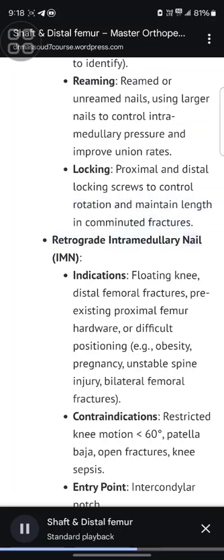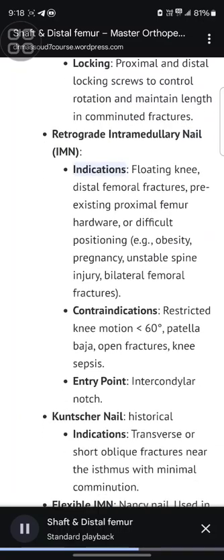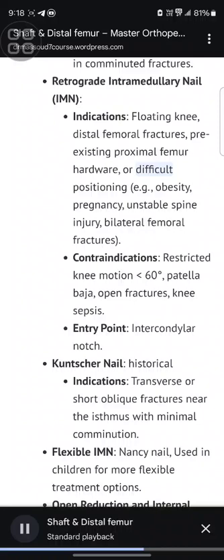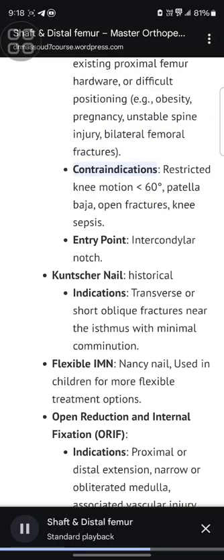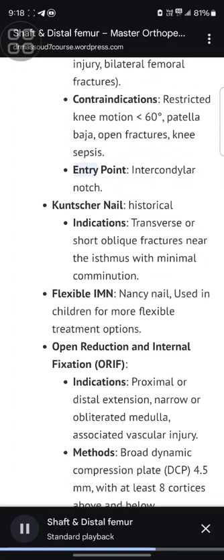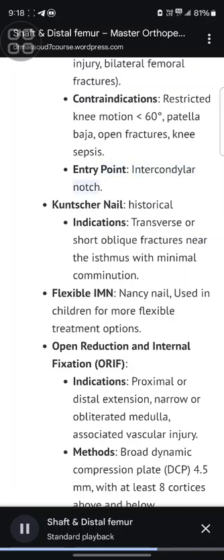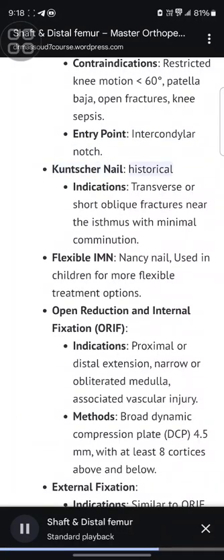Retrograde intramedullary nail, IMN. Indications: floating knee, distal femoral fractures, pre-existing proximal femur hardware, or difficult positioning, e.g., obesity, pregnancy, unstable spine injury, bilateral femoral fractures. Contraindications: restricted knee motion less than 60 degrees, patella baja, open fractures, knee sepsis. Entry point, intercondylar notch.